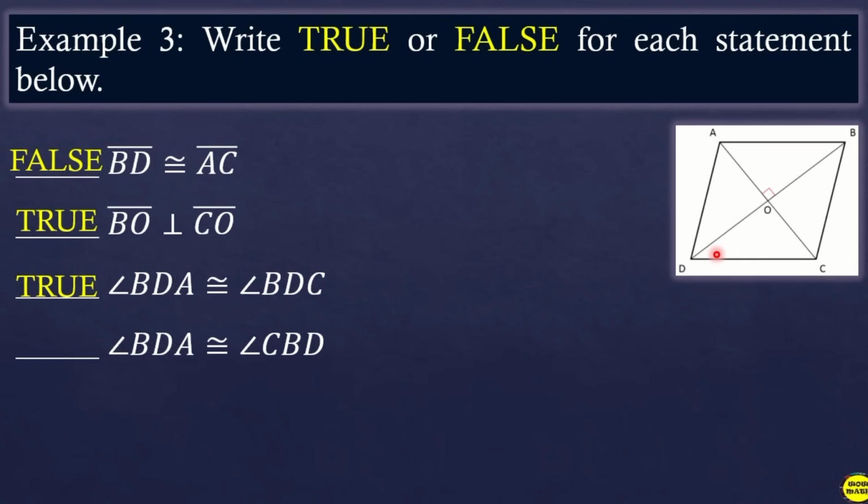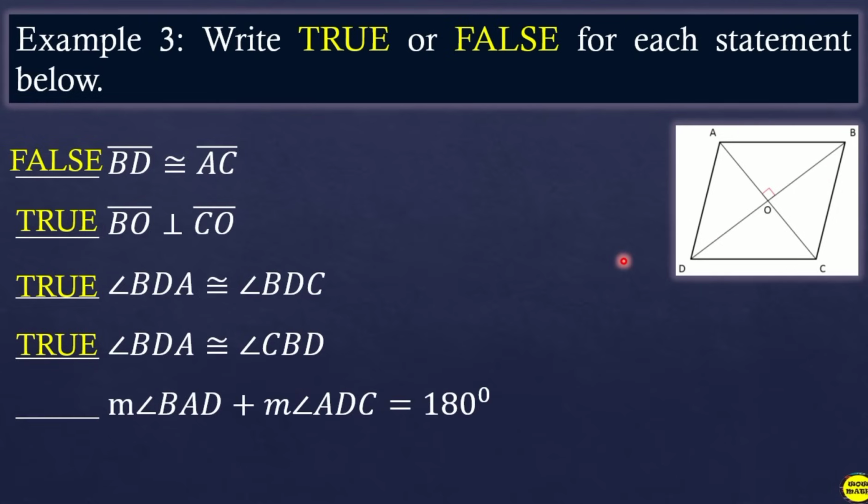Next. Angle BDA. So, this is your BDA. And then, angle CBD. So, ito at ito raw po ay congruent. That is true. Kasi opposite angles are congruent. Ma'am, hindi naman po yan opposite. Ito siya at saka yun. Di ba po, kung anong sukat nito, yun din po ito. So, kung anong sukat nito, yun din yun. So, opposite angles are congruent. Kaya congruent sila.